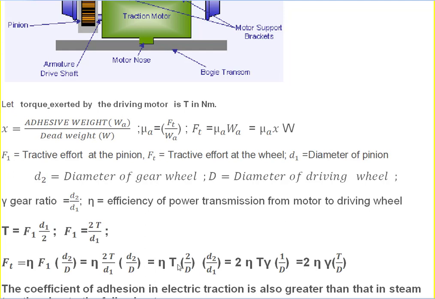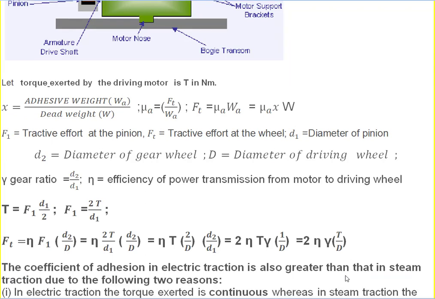Eta into T into 2 by D into D2 by D1 is equal to 2 eta T into gamma, that is gear ratio, into 1 by D. So we can further write like this: 2 gamma eta into T by D. This is the final expression for the tractive effort received at the outer wheel.